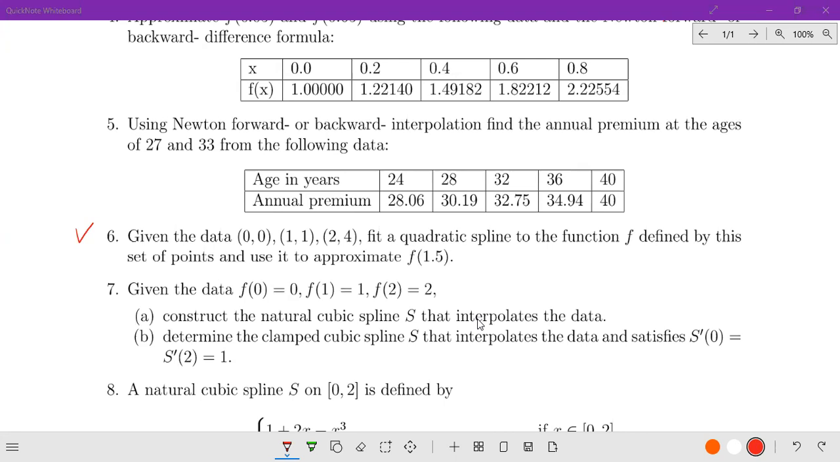Use it to approximate f of 1.5. So we want to fit a quadratic spline to the function defined by this set of points, and also we have to use it to approximate f of 1.5. Okay, so I'll write the points. The points given are 0, 0, 1, 1, and 2, 4.